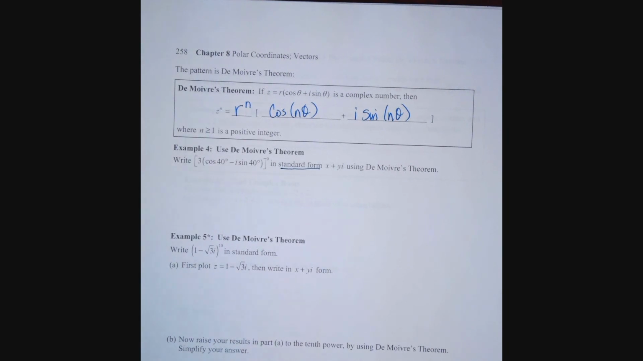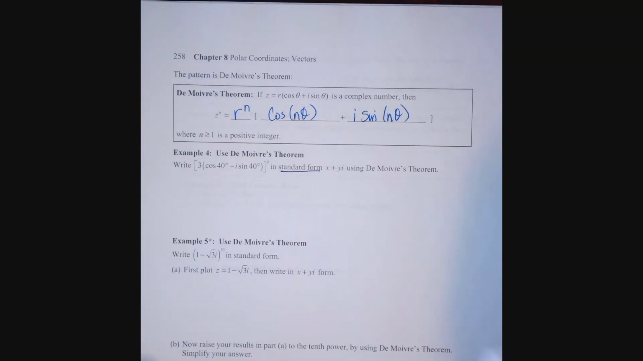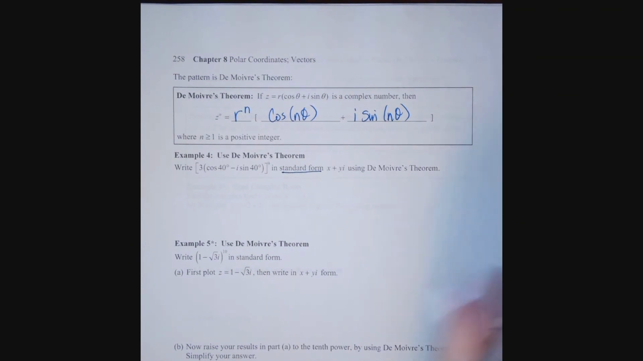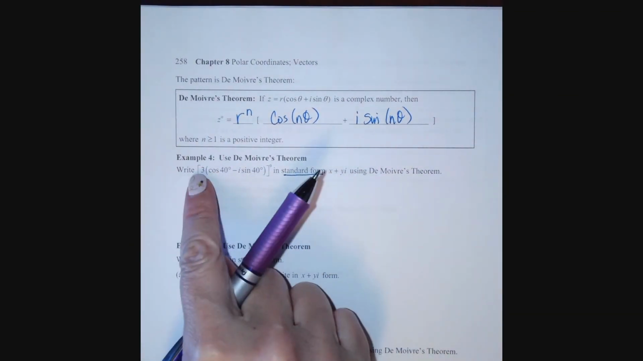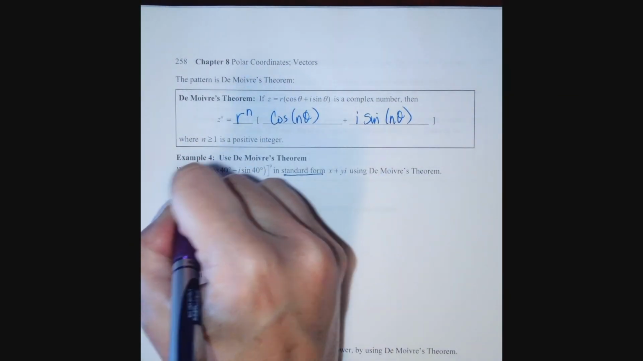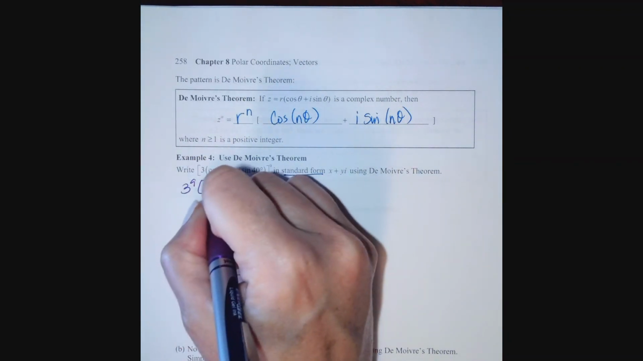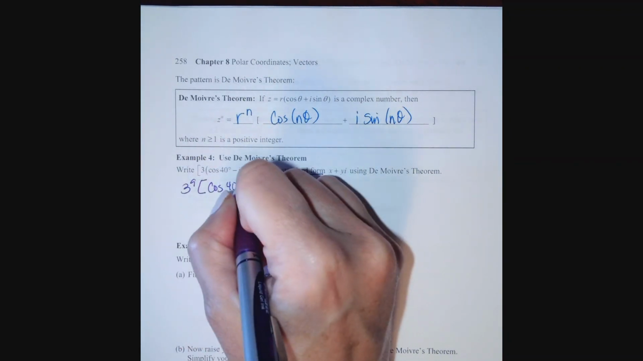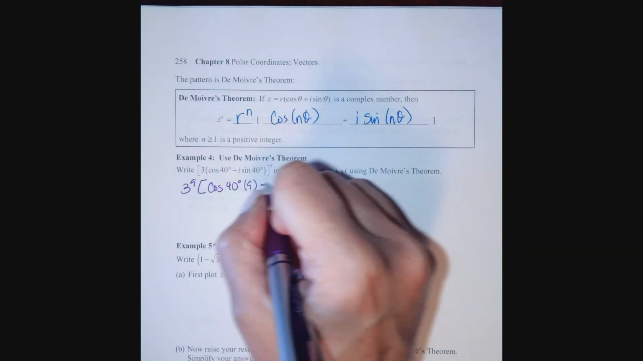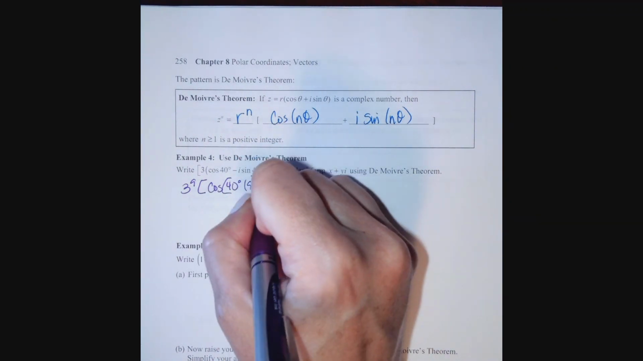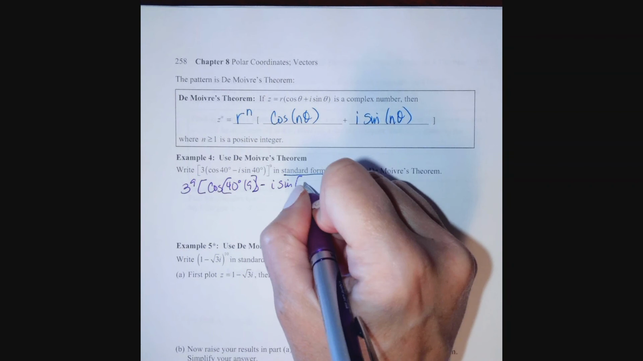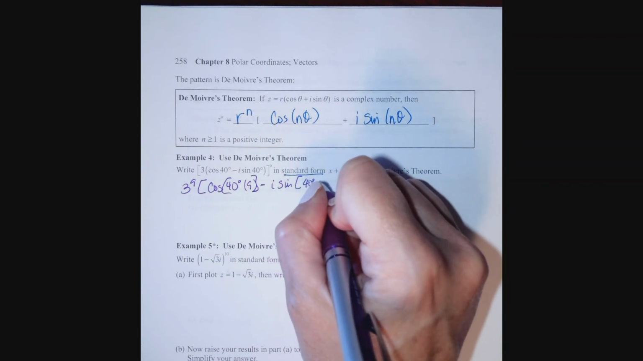Not polar form. So we want to think about that, okay? Don't stop too soon, basically. Okay, so first we're going to apply de Moivre's theorem. So 3 to the 9th, and then I have cosine of 40 degrees times 9 minus i sine of 40 degrees times 9.